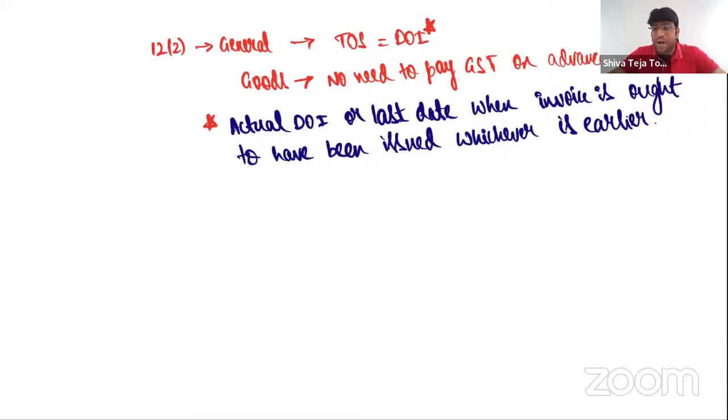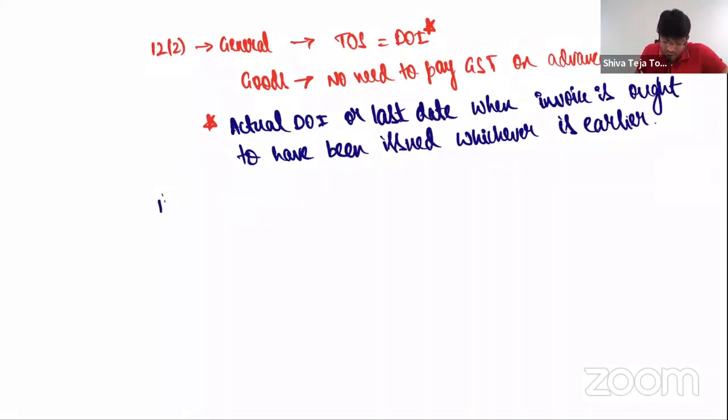In case where there is a movement of goods, invoice must be issued on or before the date of removal. And if there is no movement of goods, invoice must be issued on or before the date of delivery or making available. And for continuous supply of goods, invoice must be issued when the statement is issued or payment is received. So please keep in mind, there is no requirement to consider payment date. Only requirement is to consider invoice date. And there is no need to pay GST on advances.